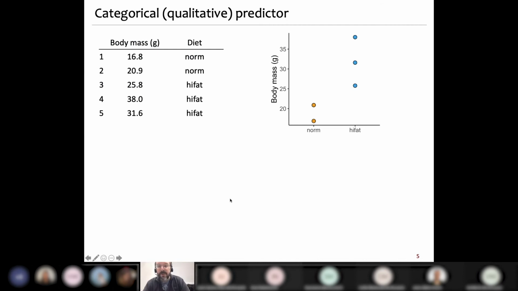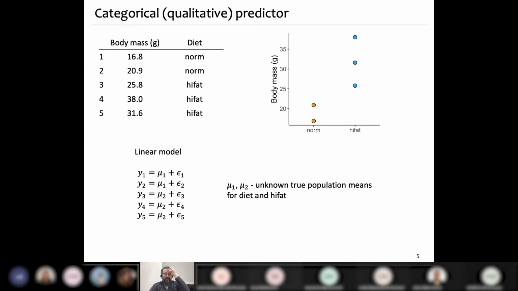A simple quantitative model is useful, but in biological sciences, you deal much more often with categorical data. In this example, the predictor diet is a category, a normal diet or a high-fat diet. This is a more typical experimental setup where you feed your mice two different types of food and then measure the body mass. I will teach you how to build, understand, and use linear models for categorical data.